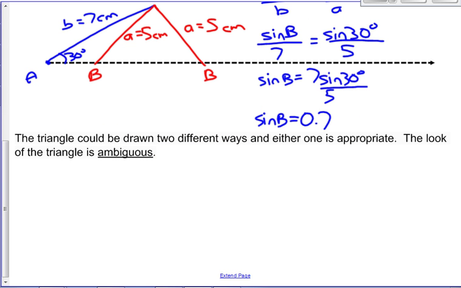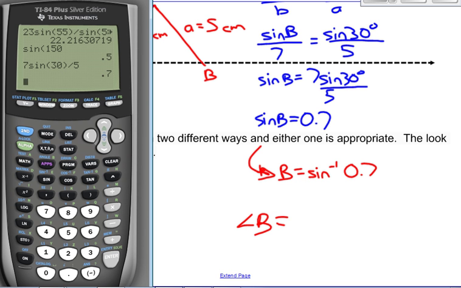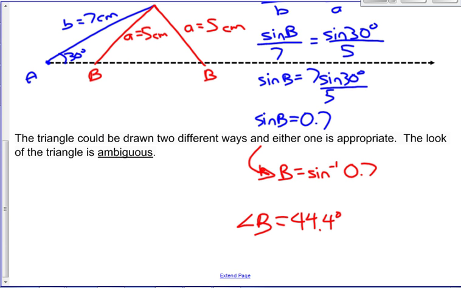Now we know that the final angle is not 0.7. The way we find the angle is by doing the inverse sine. And that's going to tell us that the angle is, well, let's see, inverse sine of 0.7, 44.4. Okay, well, that does look like what it is in this case. If it were the big triangle like that, this will be 44.4 degrees.